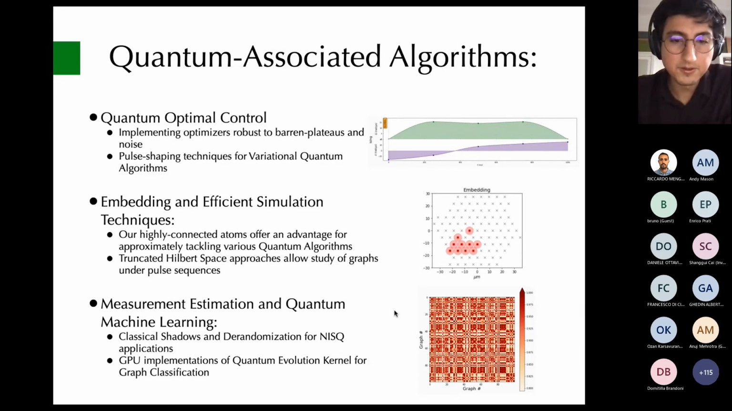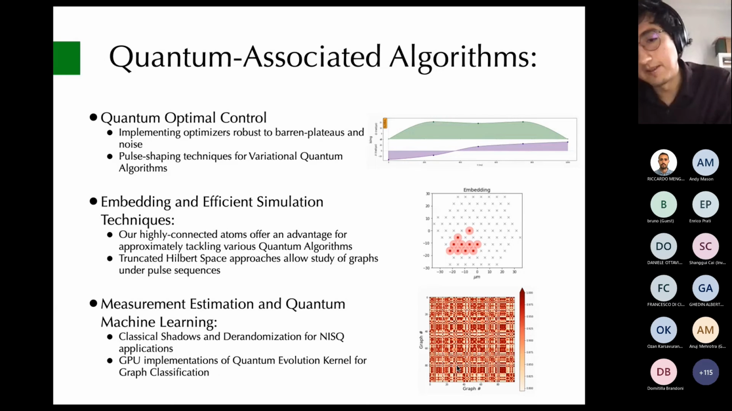And then we can also use some of the quantum machine learning applications, which is the implementation of a quantum evolution kernel. For example, if you want to classify graphs that are formed with these atoms, you can use some sort of pulse sequence to understand how these graphs behave under the sequence, and then try to find correlations between them.